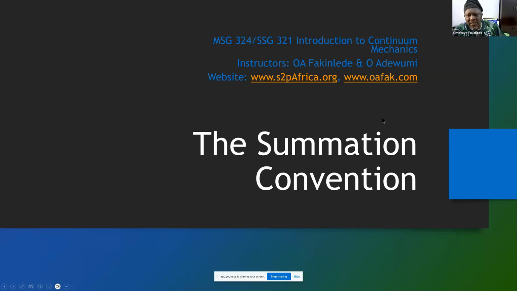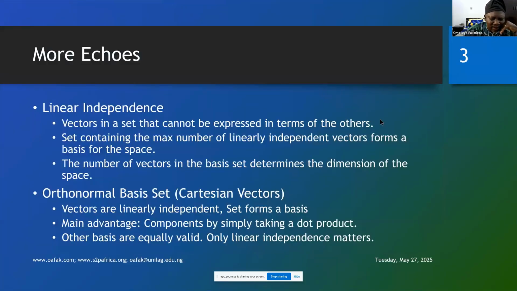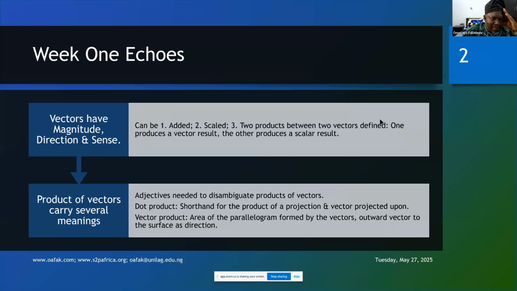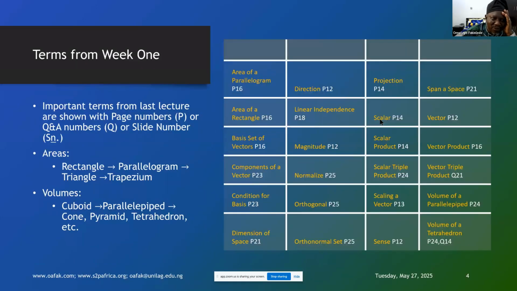So we get back to the Summation Convention. In week one, we talked about magnitude and directional vectors, linear independence. We talked about basis. I talked about how a basis set can be orthonormal, like the one you are used to, but why it does not have to be orthonormal.